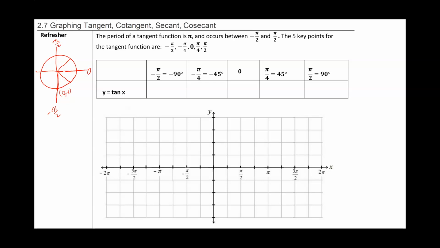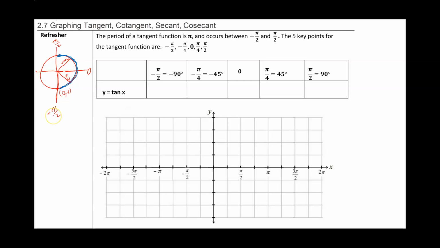And that completes this part of the unit circle, this completes one period of the tangent function. And once again, this here is going to be negative pi over 4 radians, and this is going to be pi over 4 radians. So let's go through and figure out the value of tangent of x at each of these.